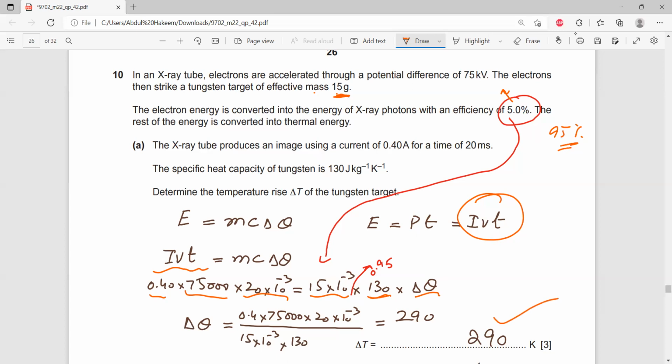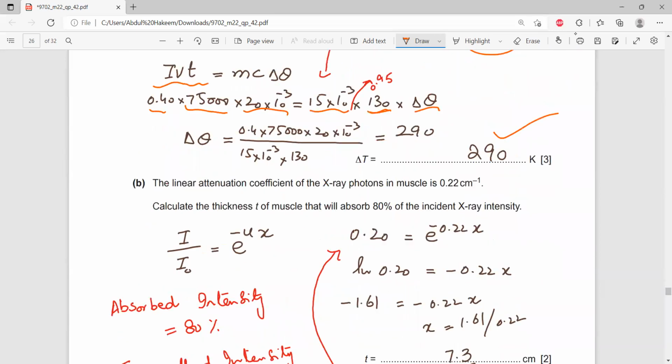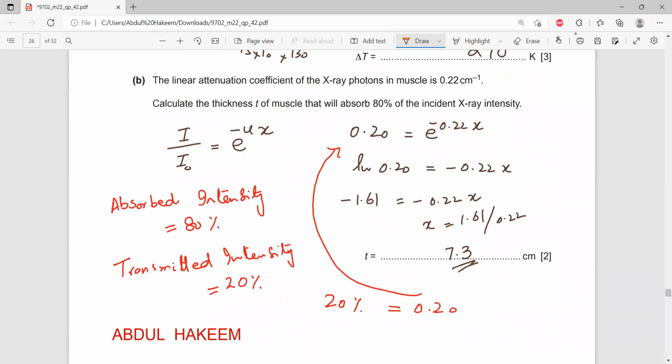So do remember, 5% of the energy is carried as photons and 95% is converted into heat energy. That's why we are using 95% of mcΔθ here. Next, the linear attenuation coefficient of the X-ray photon in muscle is 0.22 per centimeter. Calculate the thickness of the muscle that will absorb 80% of the incident intensity.